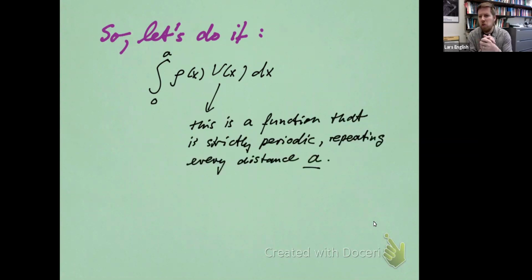One thing to remember is that this V of x, the potential energy that the electron sees from the lattice, is a function that is strictly periodic, with a periodicity of the lattice constant. It repeats. There's no question about it. This here is a repeating function.